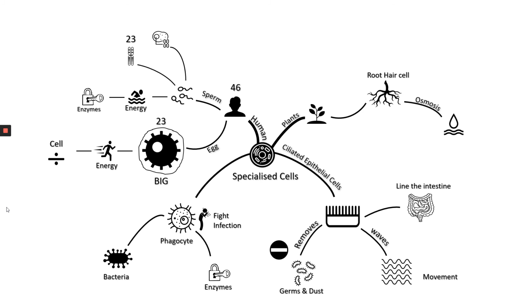What I'd like you to do now is spend about 4 to 5 minutes looking at the diagram that we've drawn. We have 5 different types of specialised cell. We have the human sperm and egg. We have a phagocyte, part of our immune system. We have ciliated epithelial cells, and we have root hair cells in plants.